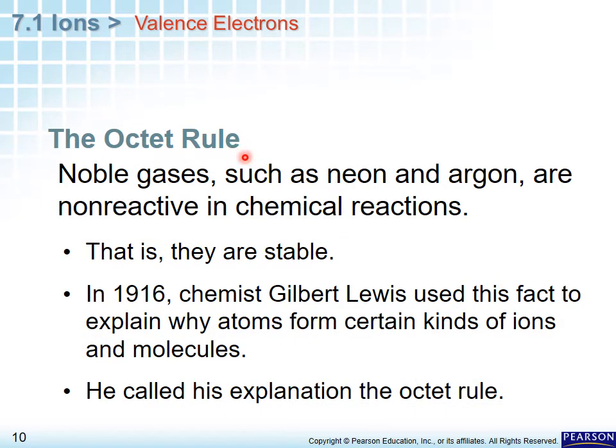Now, what is the octet rule? The noble gases such as neon and argon are non-reactive in a chemical reaction. That is, they are stable. In 1916, chemist Gilbert Lewis used this fact to explain why atoms form certain kinds of ions and molecules. He called his explanation the octet rule.